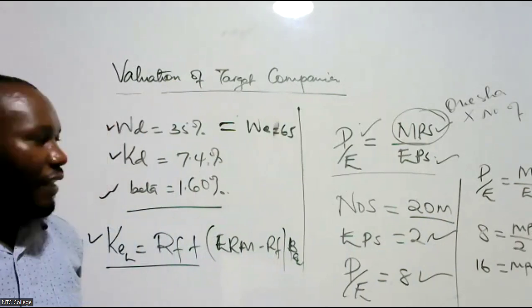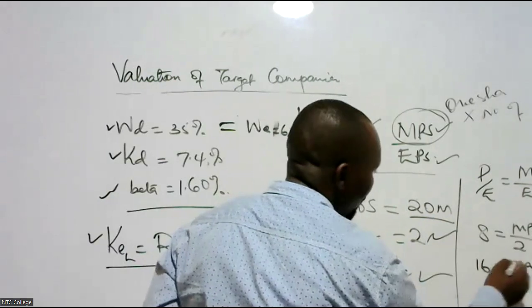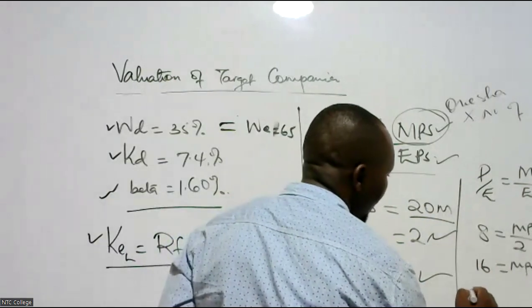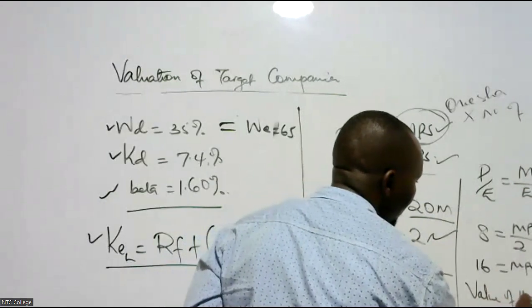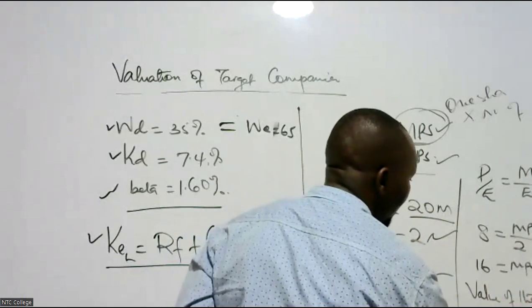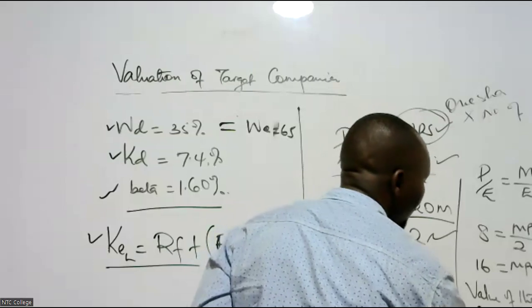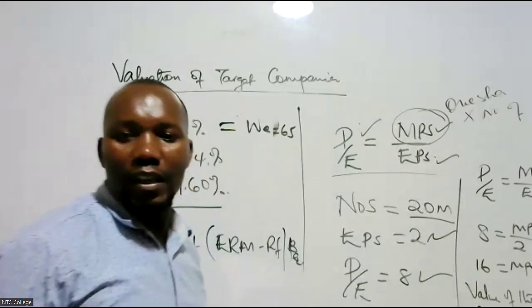So from here, you can easily calculate that. So what is the value? That is for one share. Times the number of shares, you say that total value is the value of the firm. 16 times 20M, you're going to have 320M. That is how you can use the PE ratio.